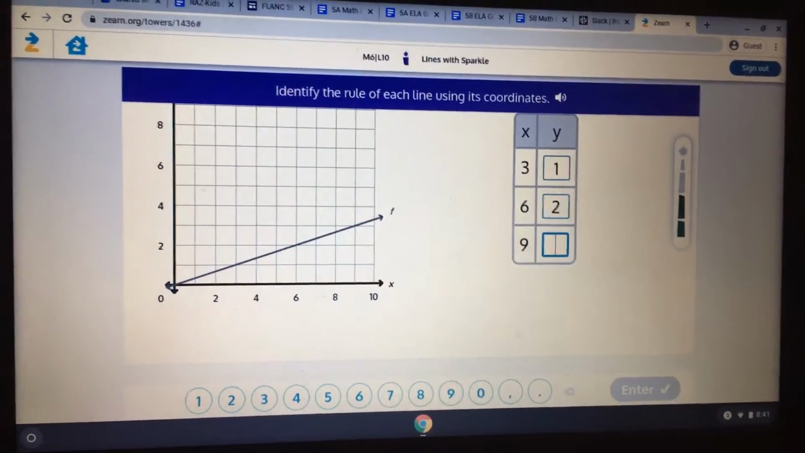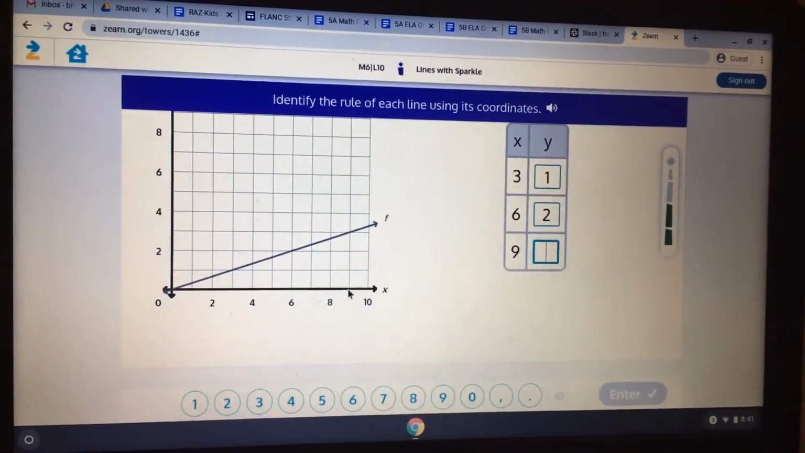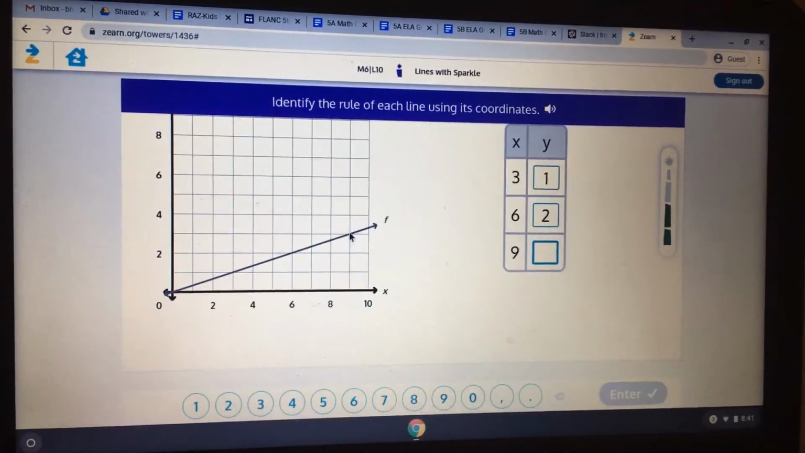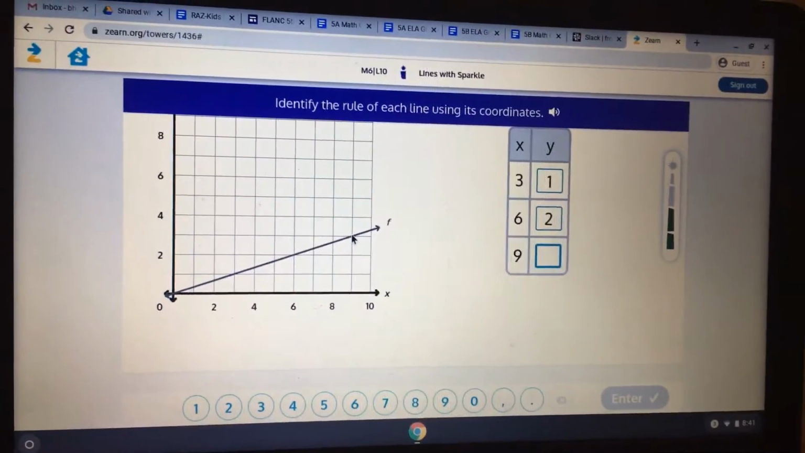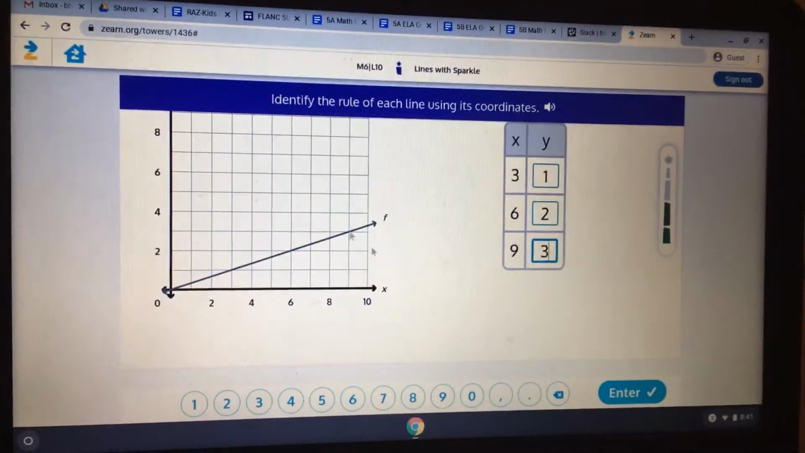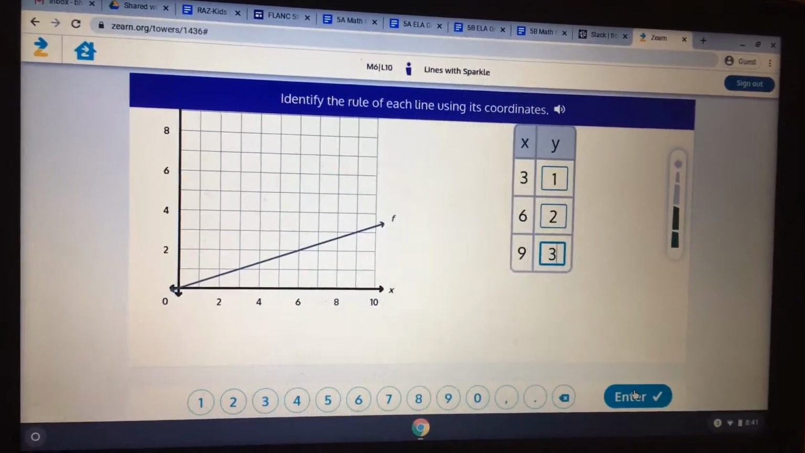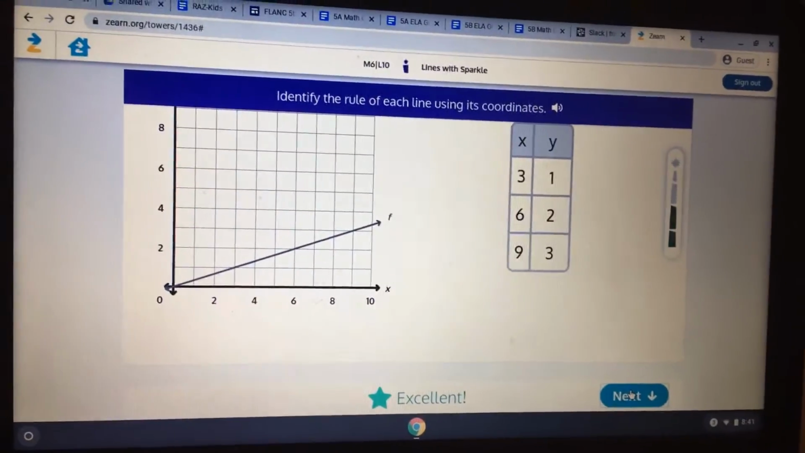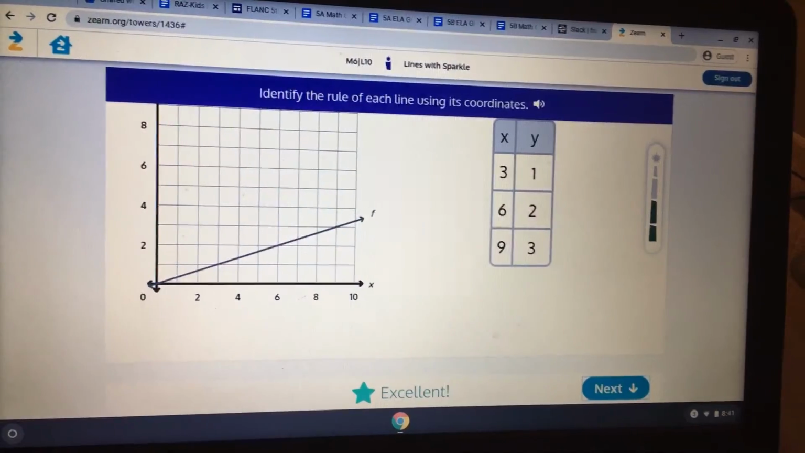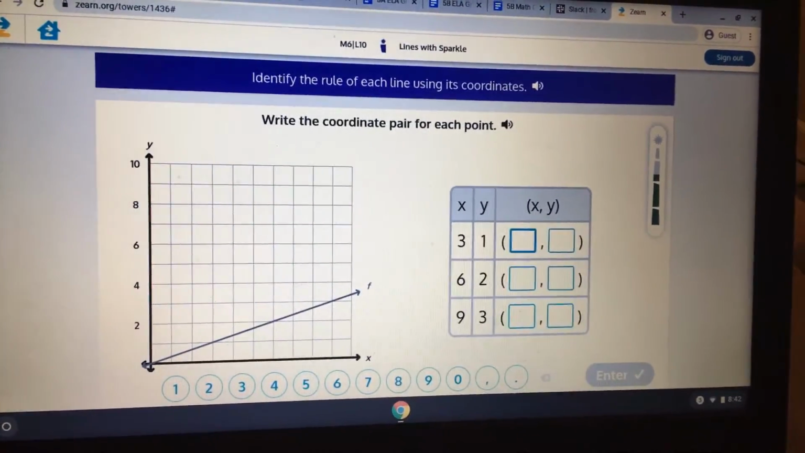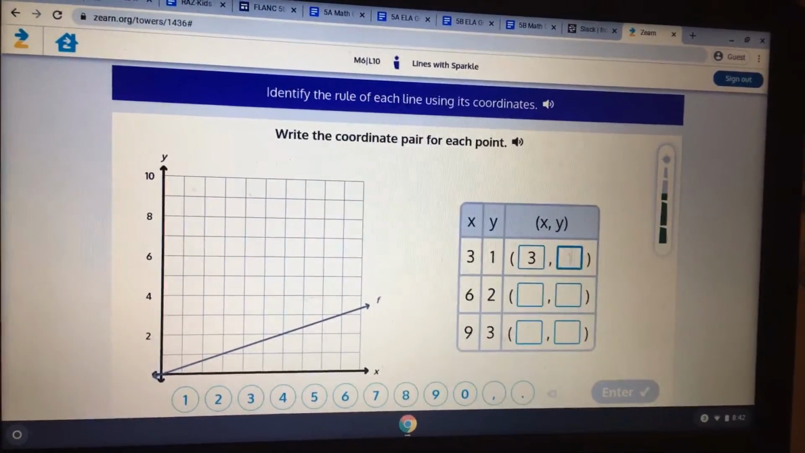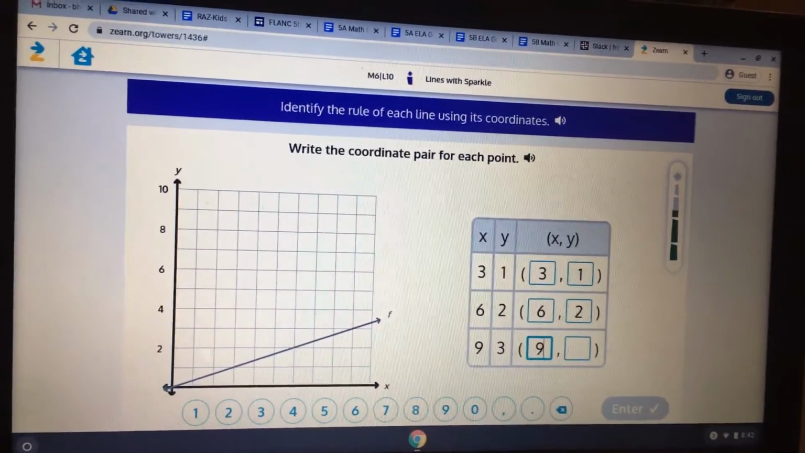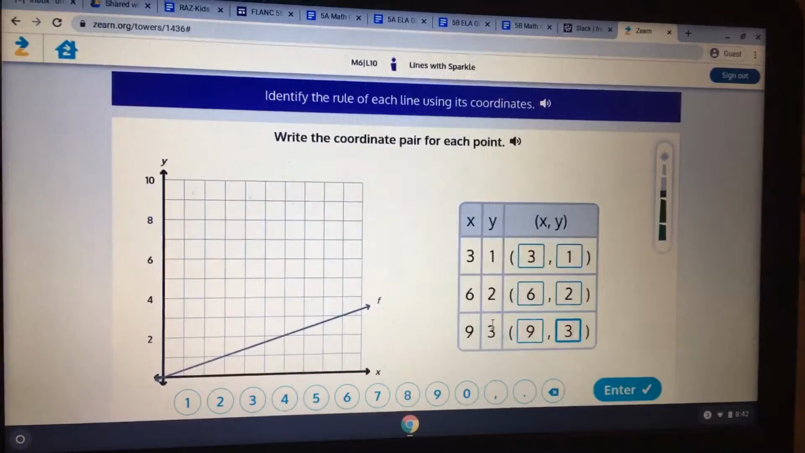We've got 2. And then 9 is between 8 and 10. Come up here, we're between the 2 and the 4. So 2, 3, 4, if we just count right up. Okay, and I'm going to assume that we're going to have to write a rule for this after we put our pairs together. So 3, 1, 6, 2, 9, 3.